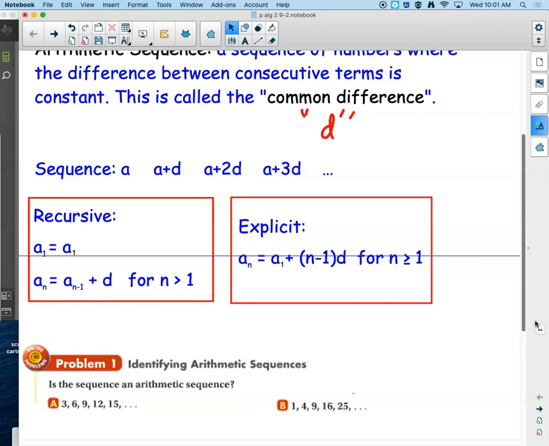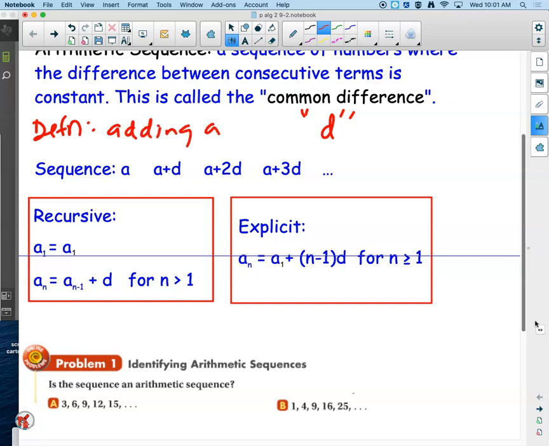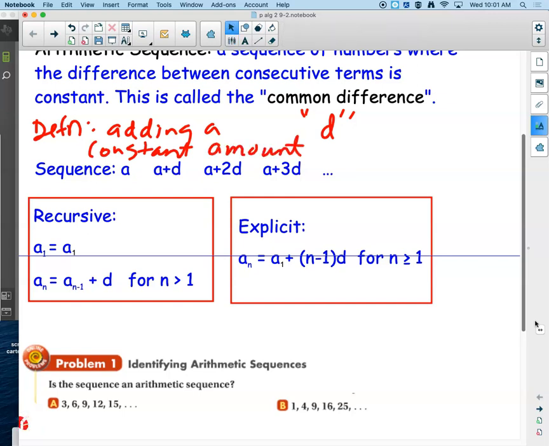So let's see, where are we going to go? So we're going to do the column that says arithmetic, and we're going to fill in, let's do definition. In the definition, let's put adding a constant amount. So that's really the definition, that we're seeing they're adding a constant amount.